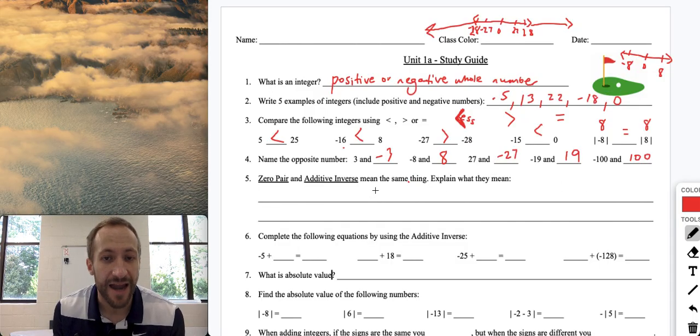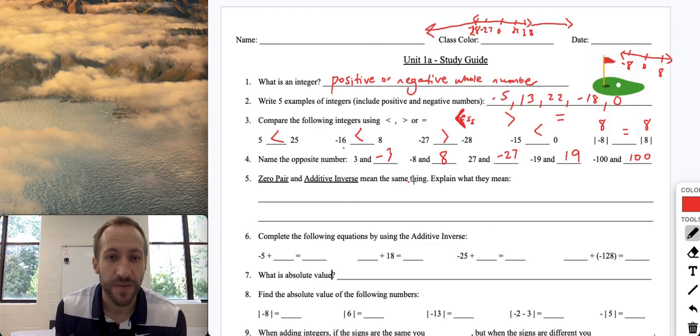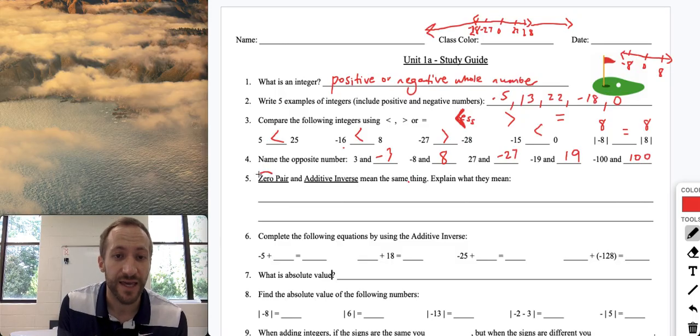Down here, zero pair and additive inverse mean the same thing. Explain what they mean. So zero pair and additive inverse, they are named pretty well. Zero pair, we have that keyword zero. We also have that keyword pair. It's kind of like a pair is two of something. So we have a pair of numbers that add to zero. That's what a zero pair actually is. It's a pair of numbers that add to zero.